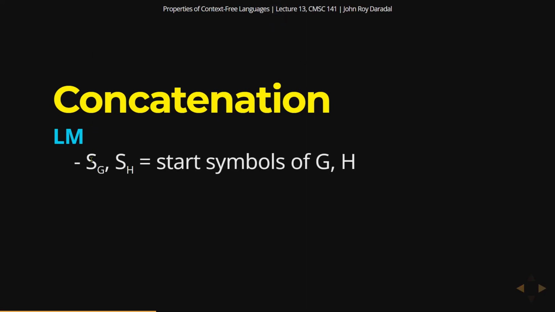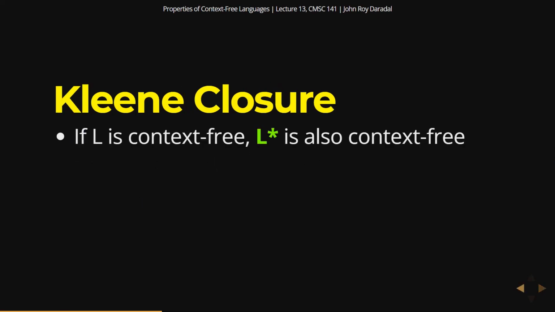Assuming that SG and SH are the start symbols of the two grammars, we'll just create a new start symbol and have this production: S is equal to SGSH. You just concatenated the two start symbols of the two grammars, and that will create the CFG for LM. This variable will produce strings that start with a string from G and end with a string from H, and then you concatenate them together. Since we've created a CFG for LM, we are sure that it's also a context-free language.